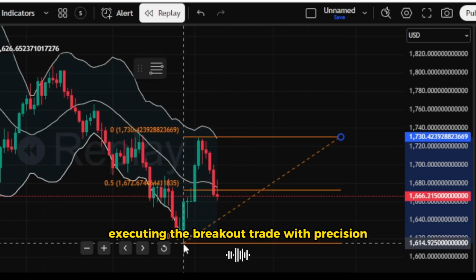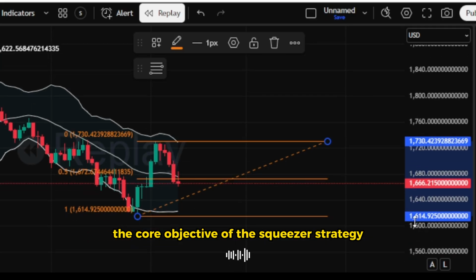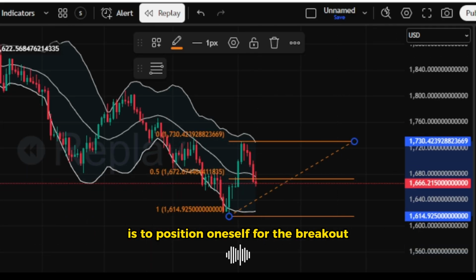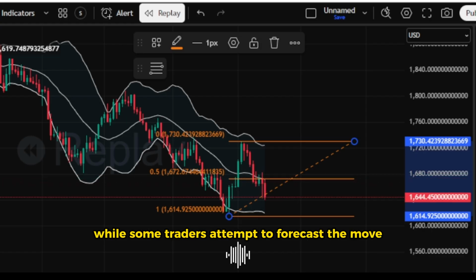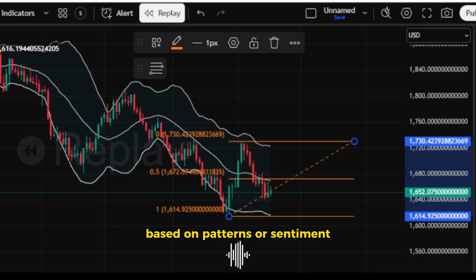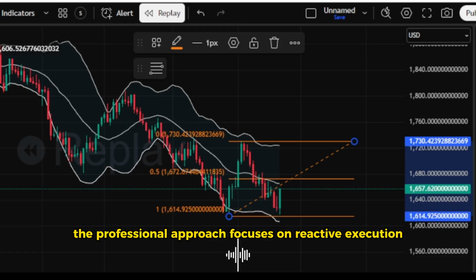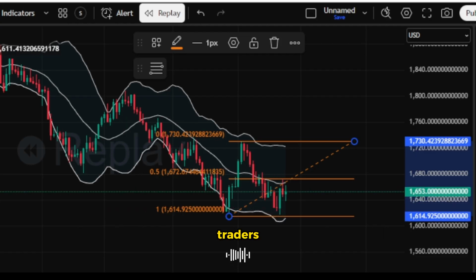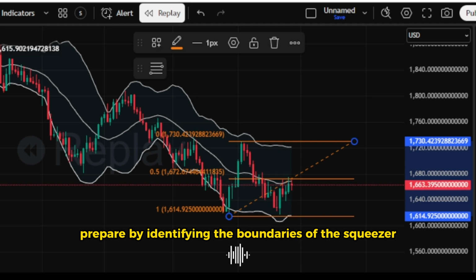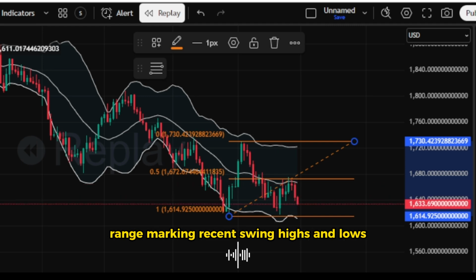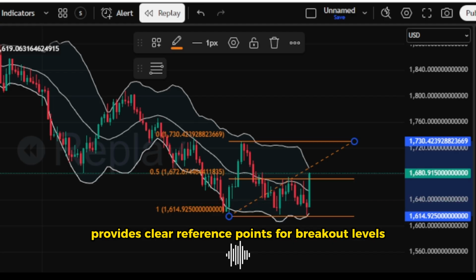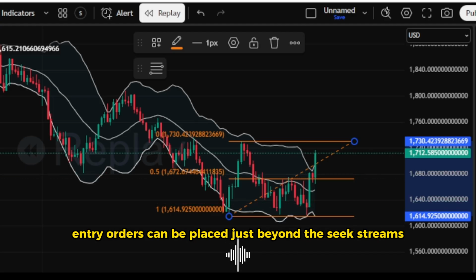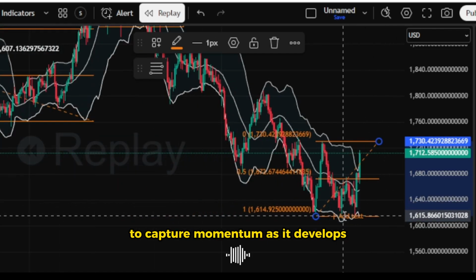Executing the breakout trade with precision. The core objective of the squeeze strategy is to position oneself for the breakout, not to predict its direction in advance. While some traders attempt to forecast the move based on patterns or sentiment, the professional approach focuses on reactive execution. Traders prepare by identifying the boundaries of the squeeze range. Marking recent swing highs and lows within the compressed band structure provides clear reference points for breakout levels. Entry orders can be placed just beyond the extremes to capture momentum as it develops.